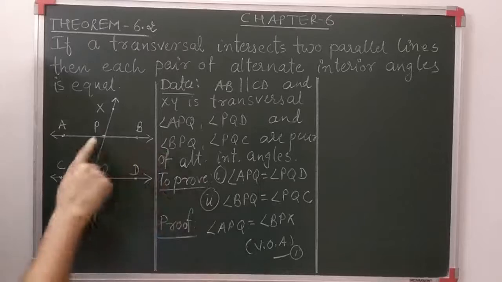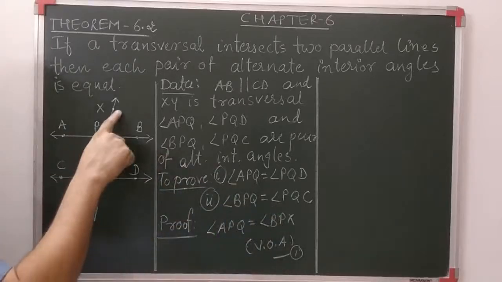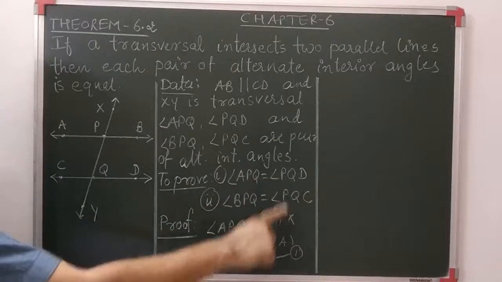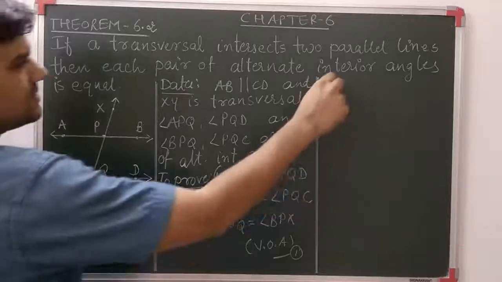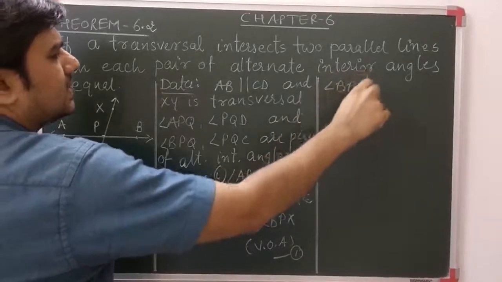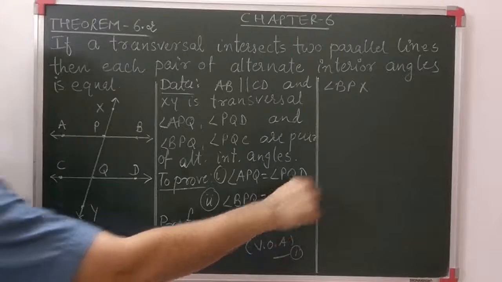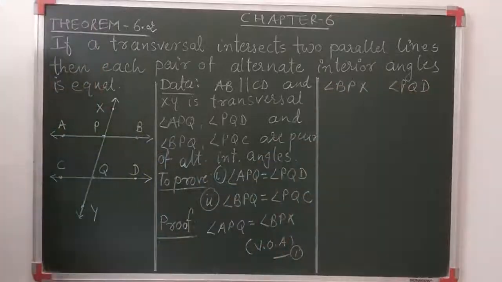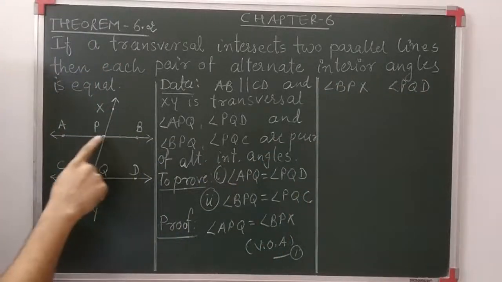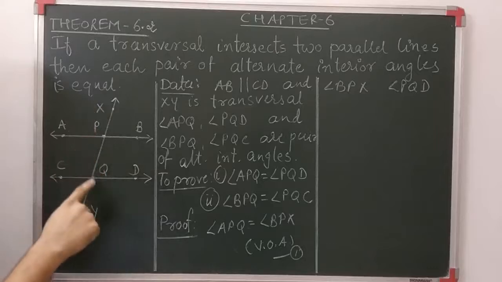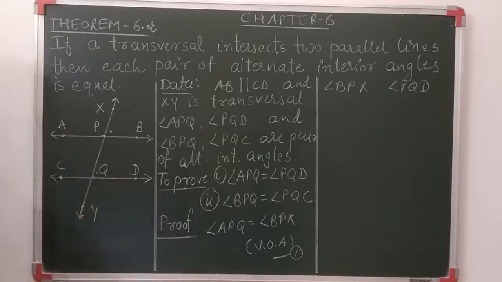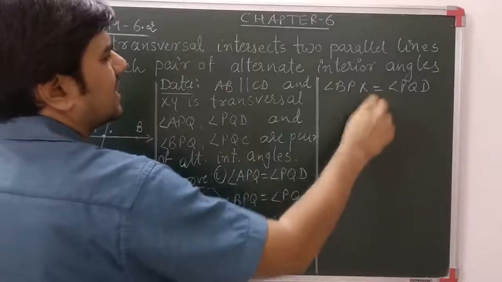Okay. Now let's see this one, BPX. And this angle APQ we have to show equal to PQD. So there must be some relation between BPX, which we have to show equal to APQ, and PQD. Let's see in the diagram. BPX, PQD. Can you find out which type of angles these are? Look at this, BPX and PQD. Correct. They are equal. The reason is they are corresponding angles.